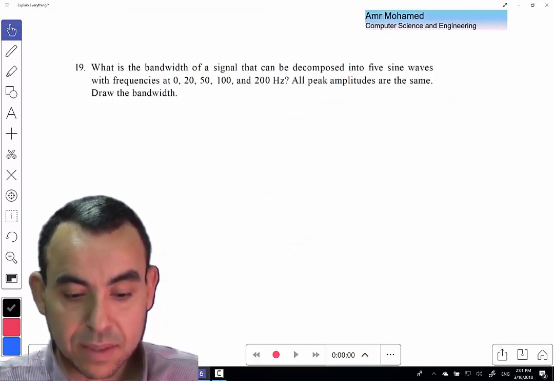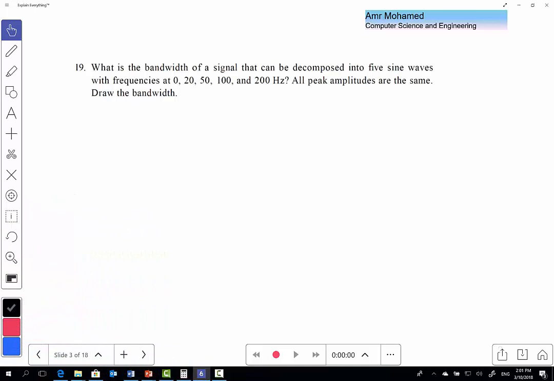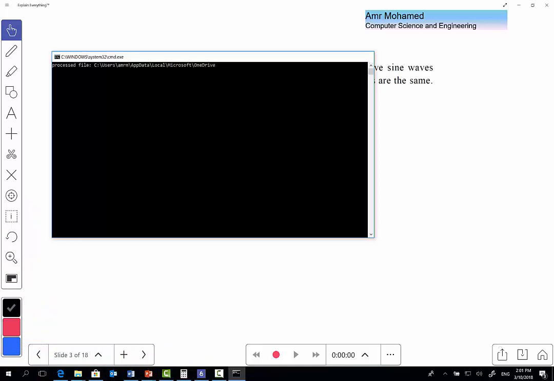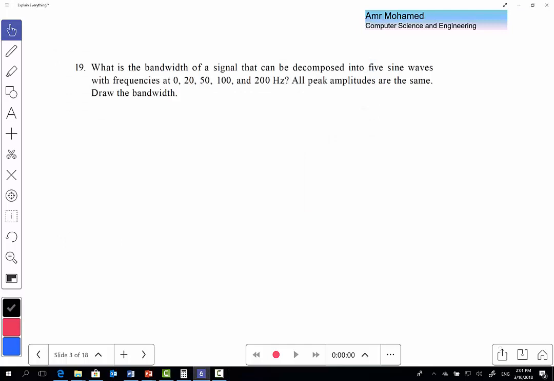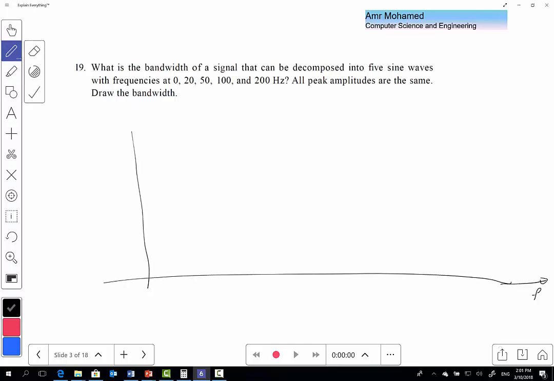So what is the bandwidth of a signal that can be decomposed into 5 sine waves with frequencies 0, 20, 50, 100, and 200 hertz? All peak amplitudes are the same. So this is simply for the frequency domain. We have an amplitude at frequency 0, which has a specific value that's not mentioned, and then we have at 20, which is the same, and we have at 50, and then we have 100, and we have 200.